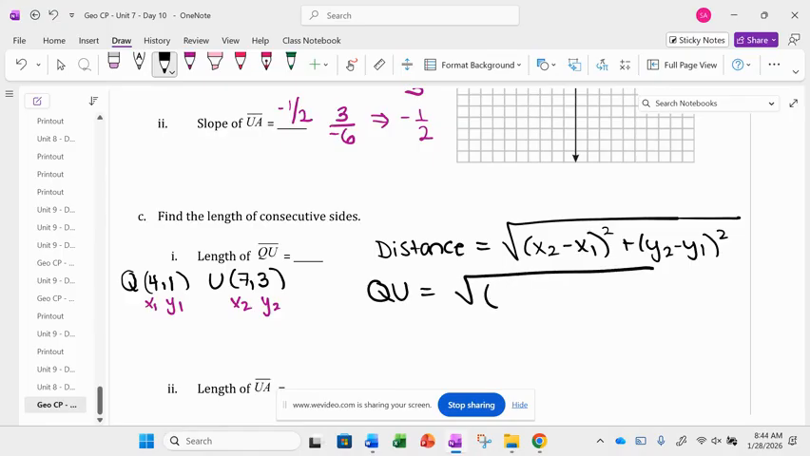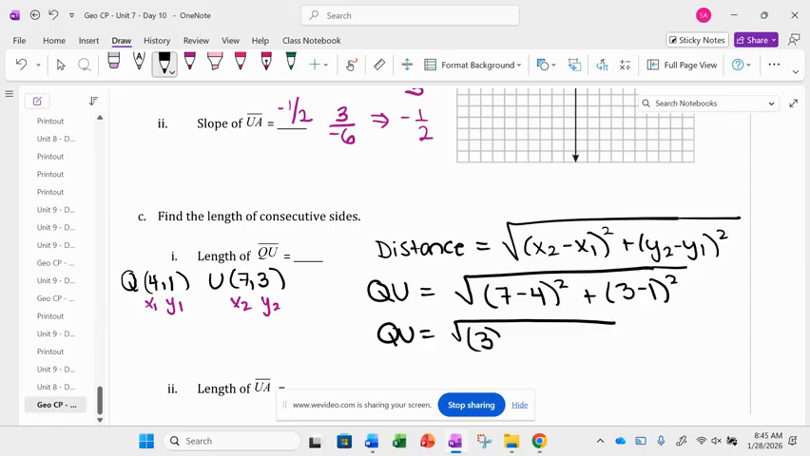So when I plug in, it's x2 minus x1. So we have 7 minus 4 quantity squared. Then y2 minus y1. So 3 minus 1 quantity squared. So QU is going to be 7 minus 4 is 3, and then we're going to square that. 3 minus 1 is 2, and then we're going to square that. So now 3 squared is 9. 2 squared is 4, which gives us the square root of 13.